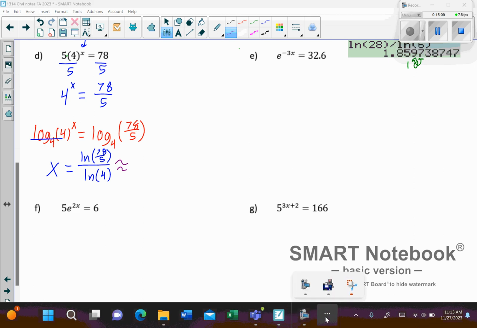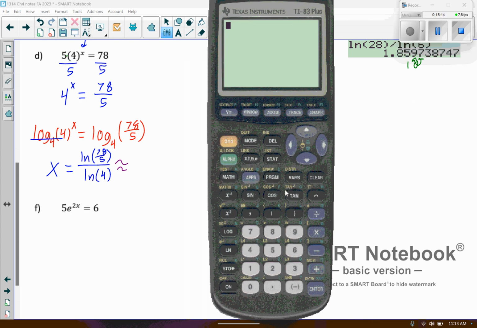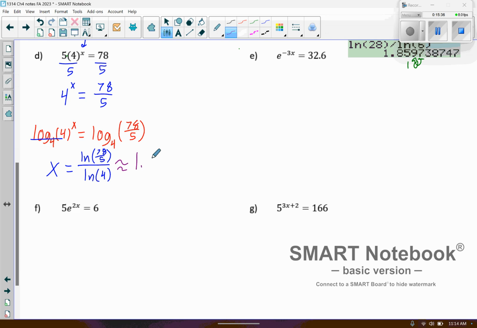So let me grab my calculator. So clear it out. So let's see, we're going to do natural log of 78 divided by 5, close it, then divided by the natural log of 4. And then we'll press enter. And so we're going to get, let's see, this one's going to round to 1.98, and then that needs to round to a 2. So 1.982. So there are my two answers, my exact and my rounded answer.